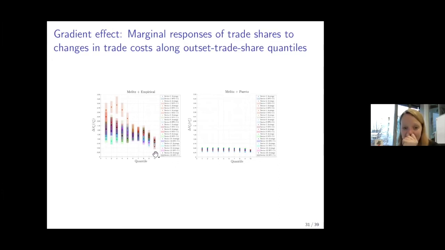Meaning that here at the 10th quantile, we have countries that do already trade quite a lot with each other. If we change trade policy here by 20%, reduce it by 20%, the effect is substantially smaller, up to 3 times or 4 times smaller even, compared to countries that do not trade a lot with each other. If we would assume Pareto, we do know Pareto in Melitz gives us constant trade elasticities, we see that the response is flat across this dimension. So this is something that comes out of our model with the empirical productivity distributions and not from the Pareto distributions.